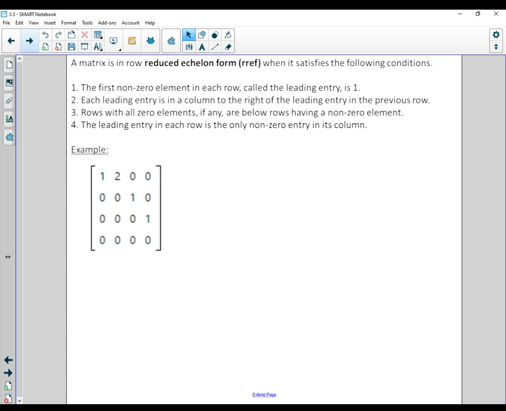But the first non-zero element in each row, called the leading entry, is 1. So notice in this one, 1, 0, 0, 1, 0, 0, 0, 1. So the first number has to be 1 if it's not a 0. Each leading entry in a column is to the right of the leading entry in the previous row. So this one is here, but then this is to the right, this is to the right. Rows without zero elements, if any, are below at the bottom. The leading entry in each row is the only non-zero entry in its column. So notice how this is a 1 and the rest are zeros. So that's what it looks like.